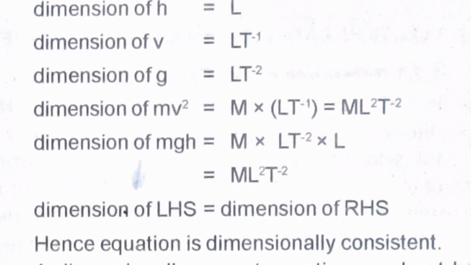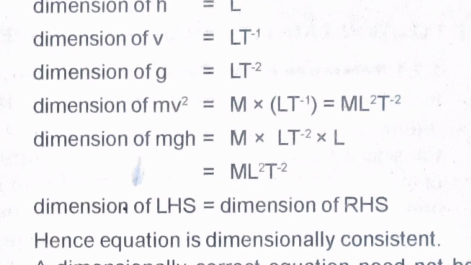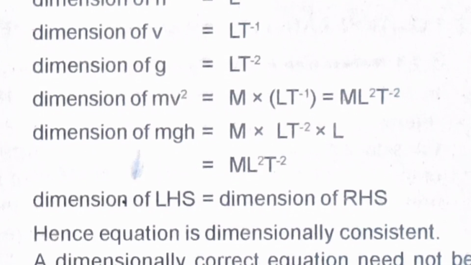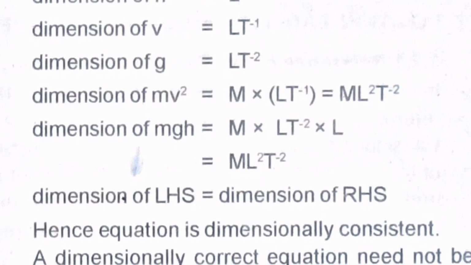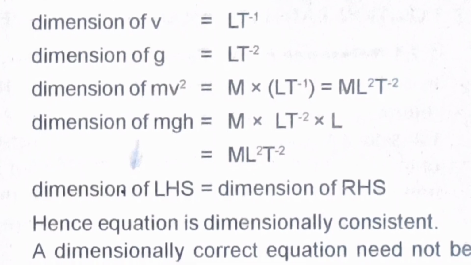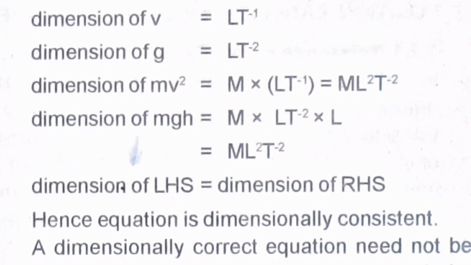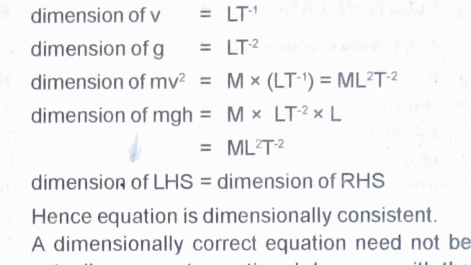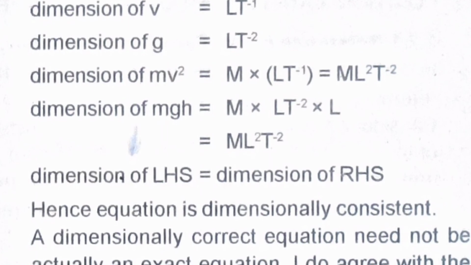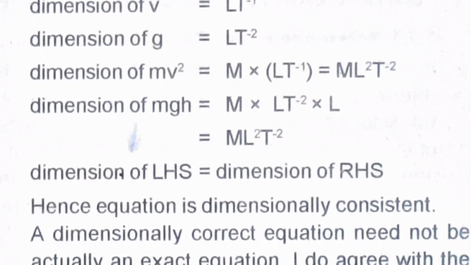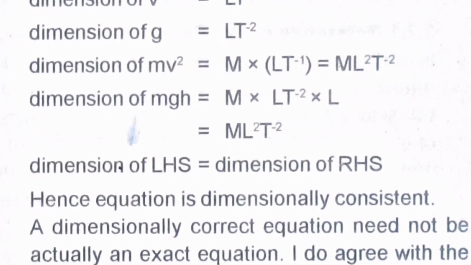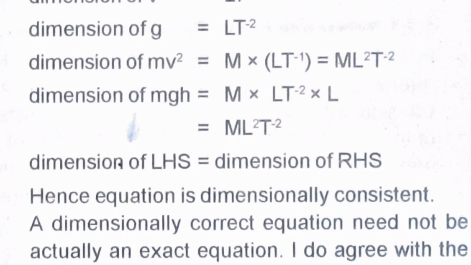What is the dimension of m? That is mass, so that will be M. Then what is the dimension of h? That is a length, so that is L. Then what about v, velocity? That is displacement by time, L by T, that is LT raised to minus 1. Then what about g? g is the acceleration due to gravity, so that will be velocity by time, that is LT raised to minus 1 by T, equal to LT raised to minus 2.